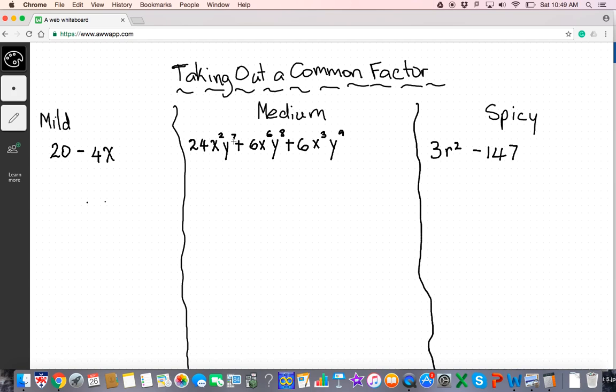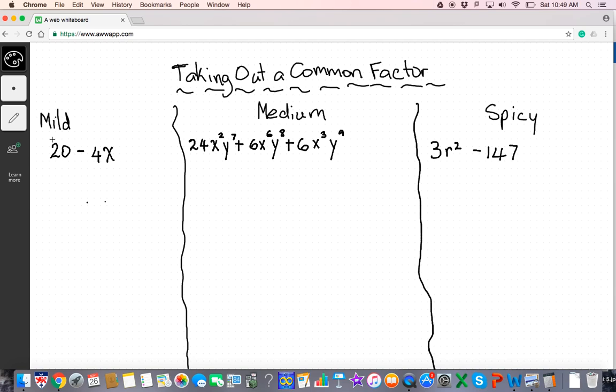This is slightly harder. Actually, it's much harder. And even though this one looks not that bad, it's slightly harder than this one because we're going to take this a step further than just taking out a common factor. All right, so now, what is a common factor?